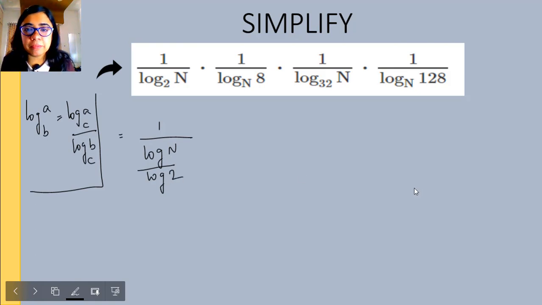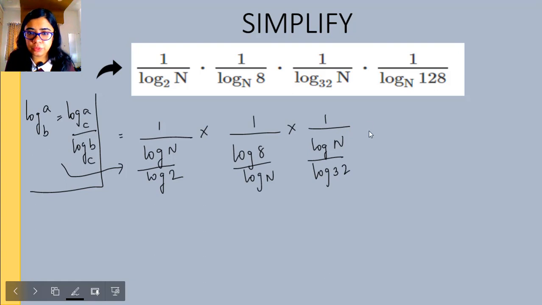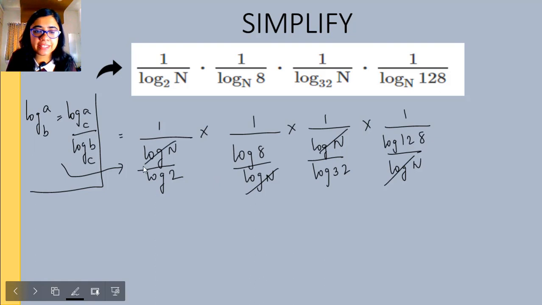I am changing the base. I'm changing the base to what? I'm changing the base to 10. Okay? When there is no base, by default your base is 10. I'm using this property here. Similarly, into, this will become 1 upon log 8 upon log n. Into, this will be 1 upon log n upon log 32. Into, this will be 1 upon log 128 upon log n. Okay, so your log n is going to get cancelled.